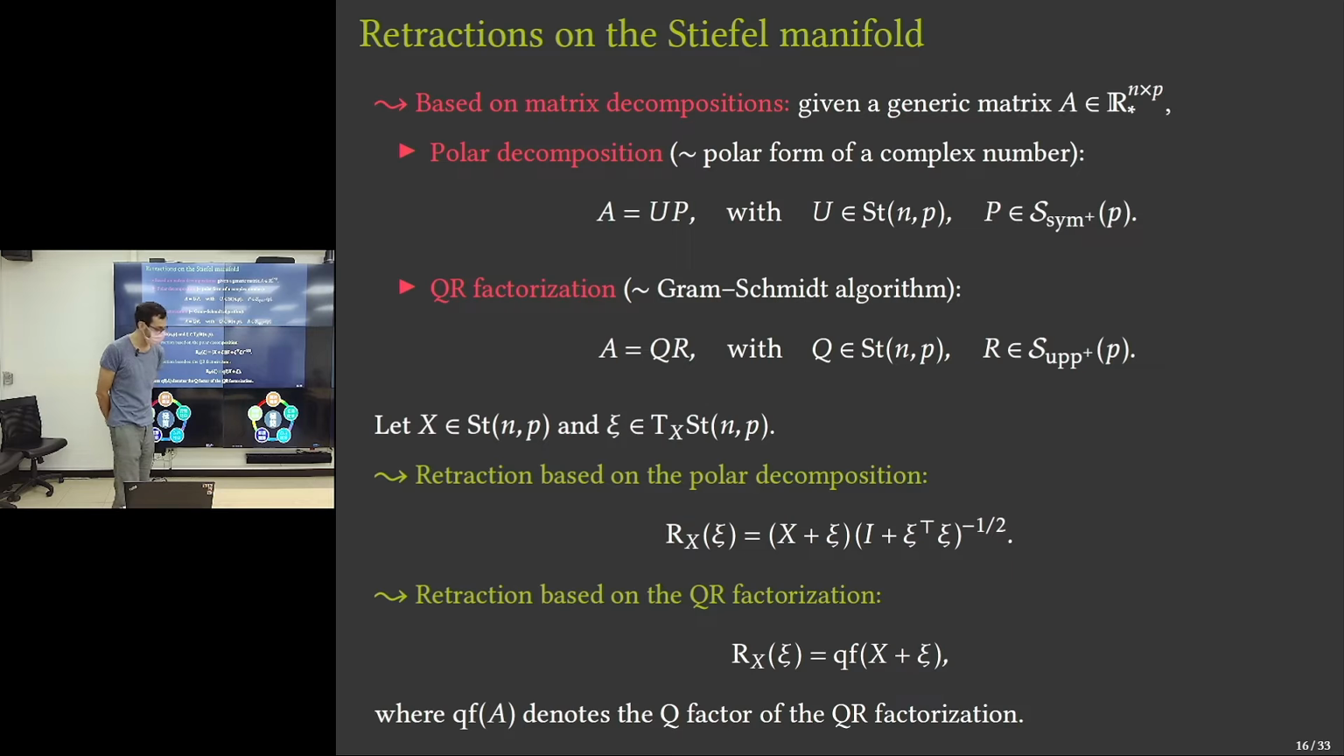And the other one is the retraction based on the QR factorization. Similarly, we do x plus xi, and then we do the QR factorization, but in the end, we are interested only in the Q factor, the part that is on the Stiefel manifold. So we neglect the R, and we keep the Q. This notation QF stands for Q factor. We don't care about the R factor, we just keep the Q.